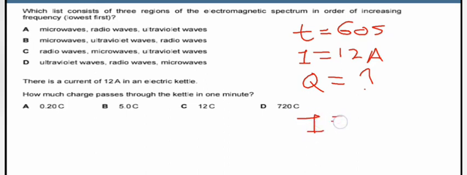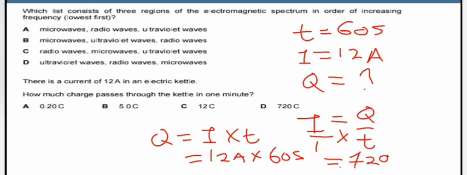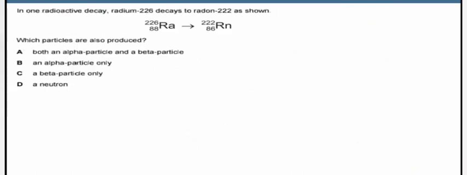So current is given by charge over time. If we make charge the subject of the formula, we are going to get Q, which is the charge, being equal to current multiplied by the time. So the current is just 12 amps multiplied by the time, which is 60 seconds. Then when I multiply, I'm going to get 720 coulombs. Coulombs, we usually use capital letter C, which denotes coulombs. The coulombs are just the SI unit for charge. So the answer is just going to be D.